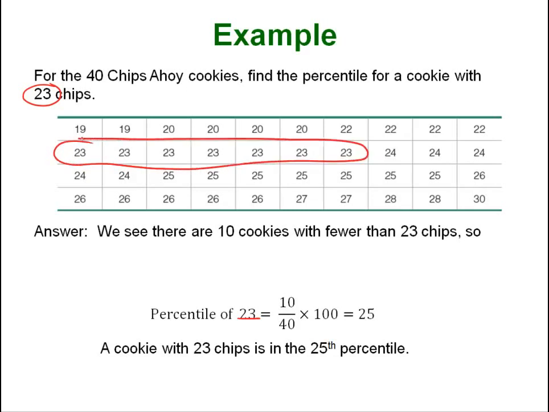So the question is, if you're doing a percentile, what do you count? Well, you only count the things that are smaller than it, which end up being the entire first row. These are all smaller than 23, and those are the only things that are smaller than 23. You don't count all of these that are equal to it. That ends up being 10 out of 40, or 25%. So the percentile for 23 is 25th. 23 chips is in the 25th percentile.